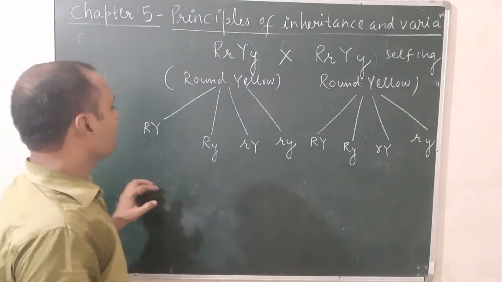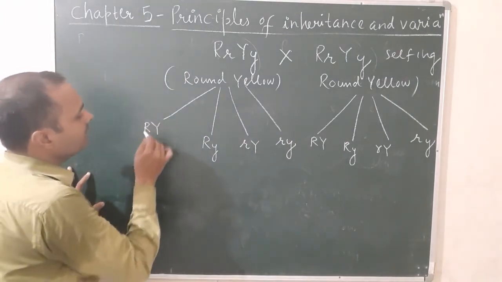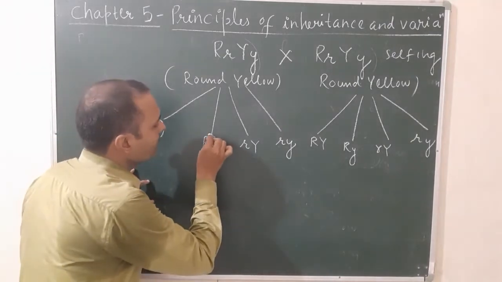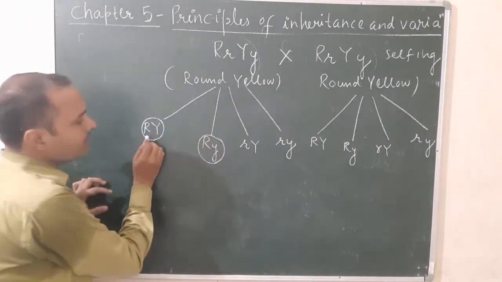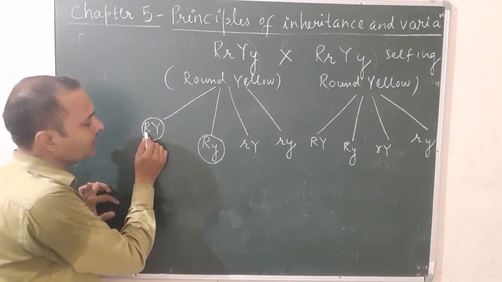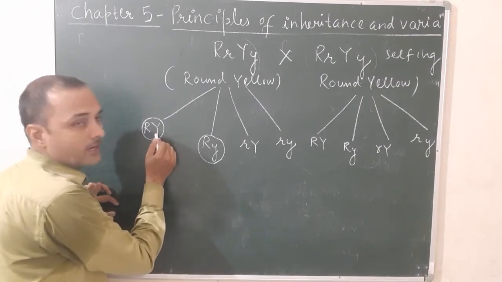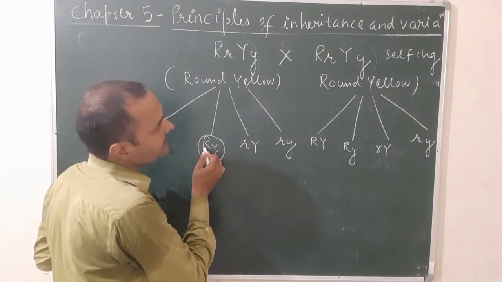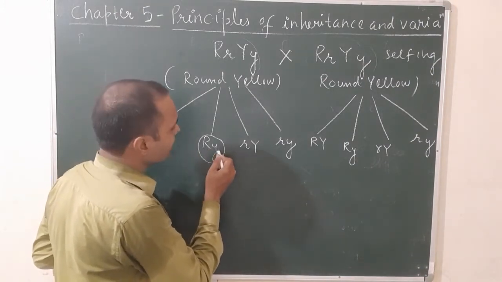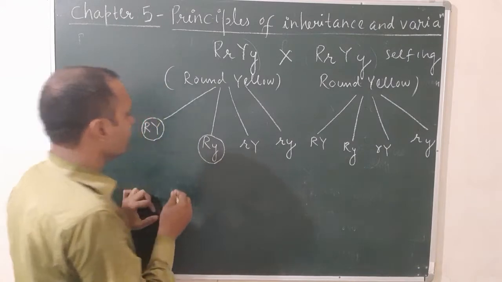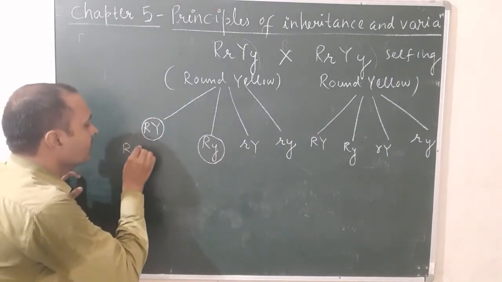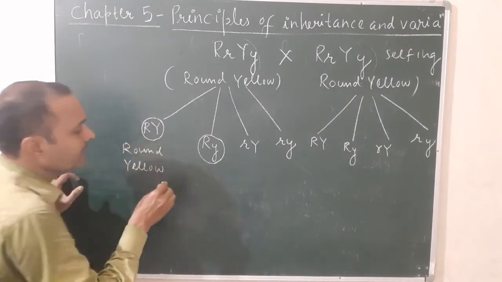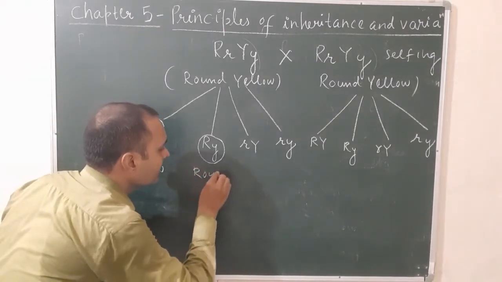Once again, what will be the phenotype of this gamete? Round and yellow. And here, round and wrinkled. Why round and yellow? Due to capital R, it is round. Due to capital Y, it is yellow. Why is it round and green? Because capital R represents round and small y represents green. So you can write here round yellow.